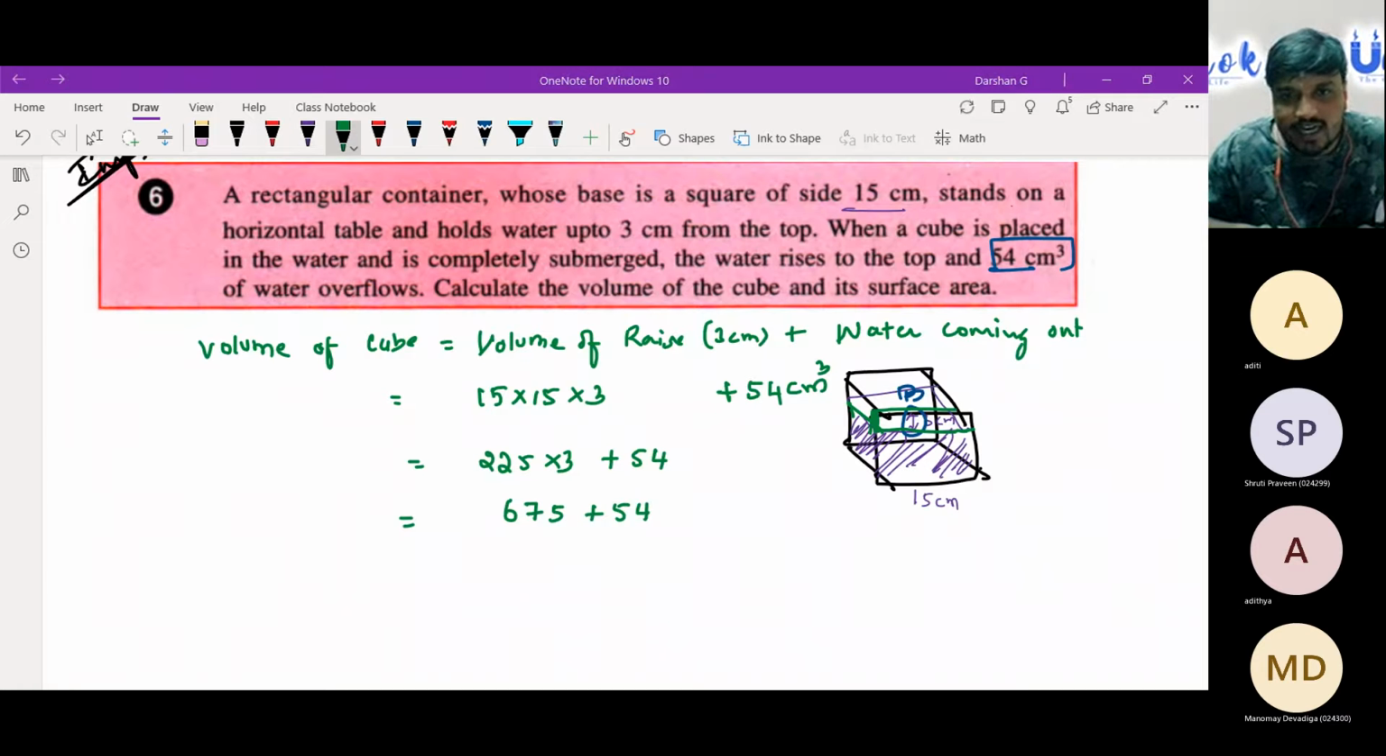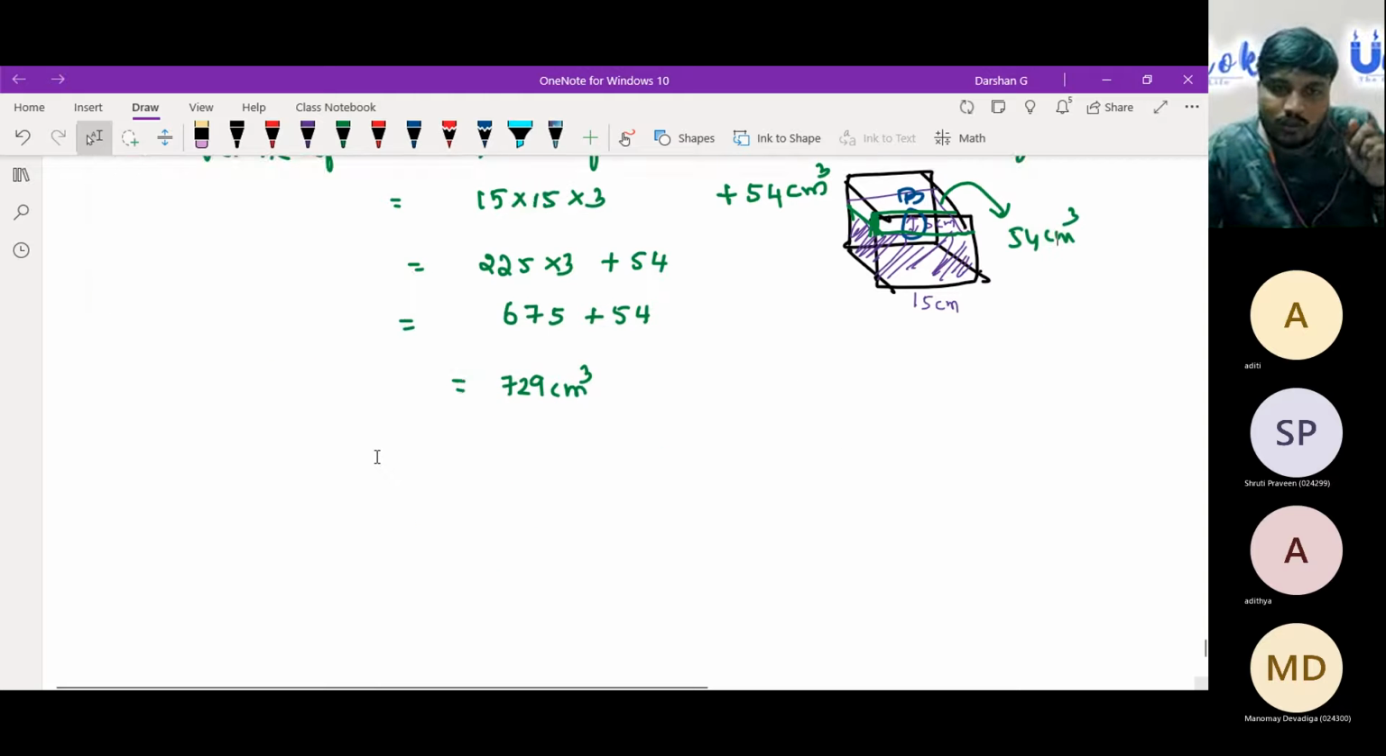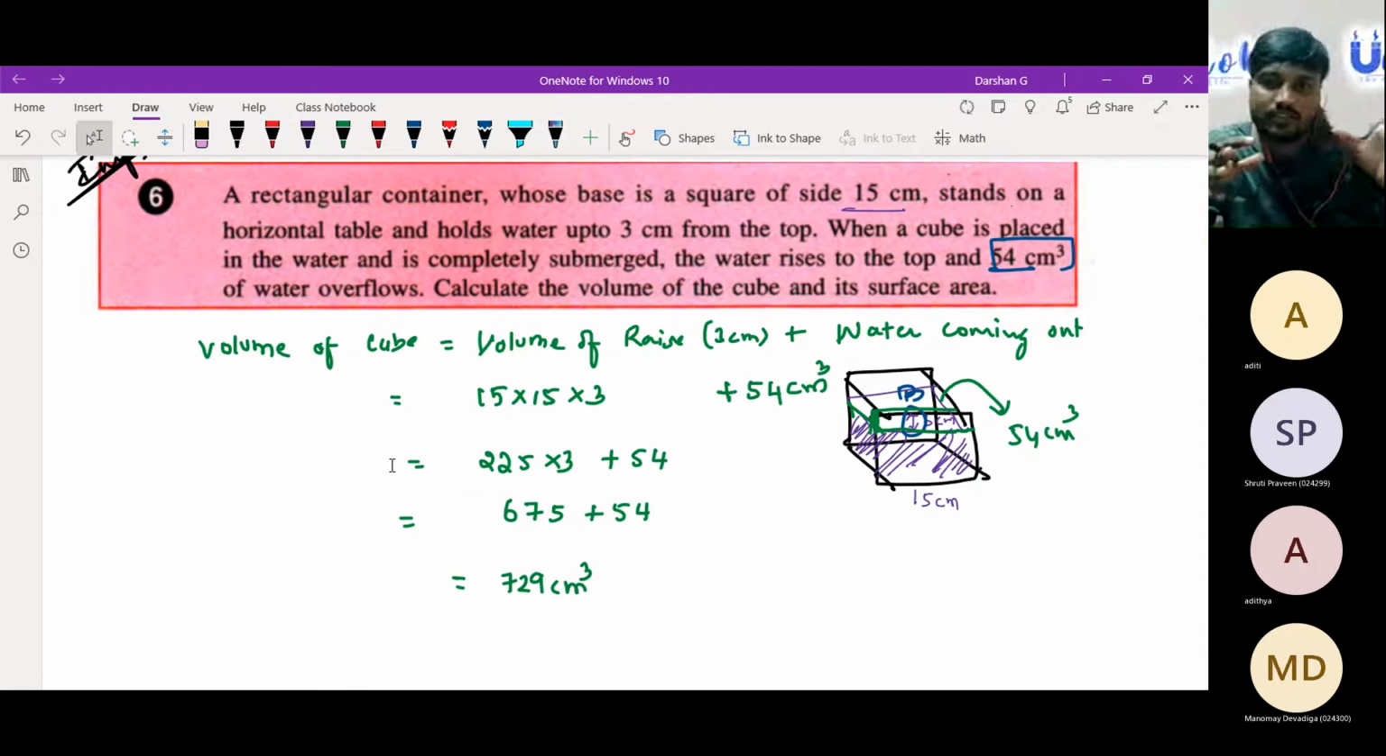What is the answer adding up to? The answer would add up to 729 centimeter cube. So this is the volume of the cube. That is the amount of water raised for the 3 centimeter and the water coming out. The water which is coming out from this is 54 centimeter cube. I hope this is completely clear. Let us move ahead. So this is the volume of the cube, the blue color one we have put inside, which is basically 729. So we understood what the cube is.